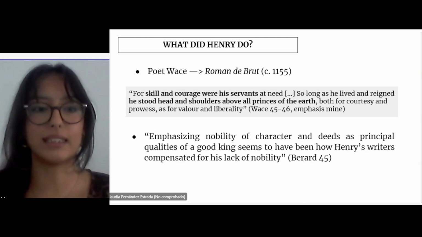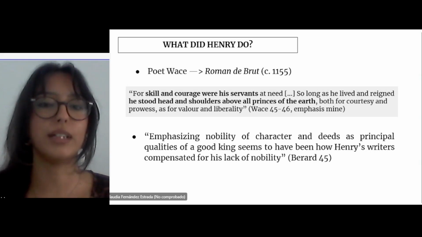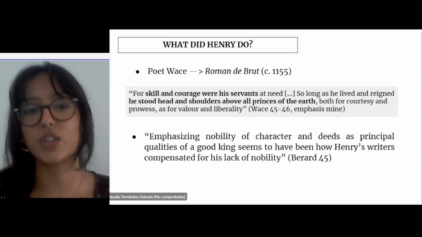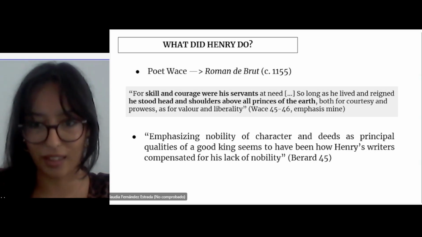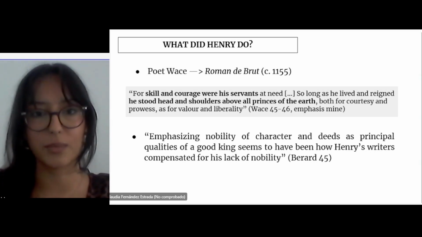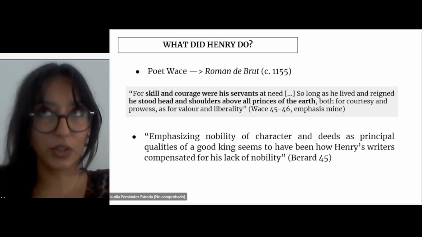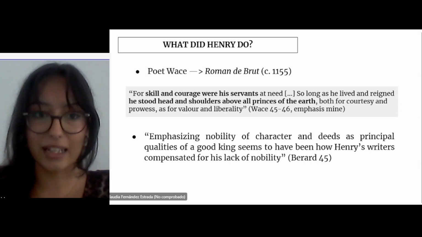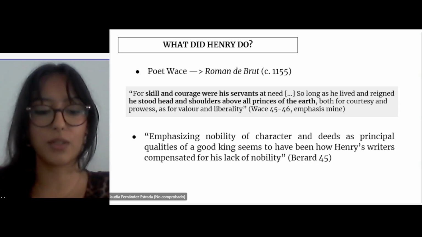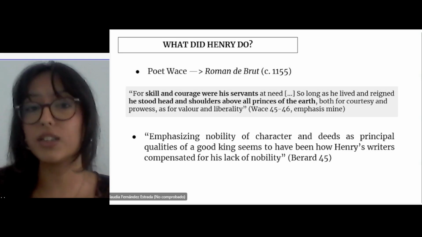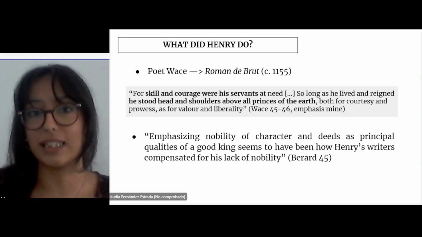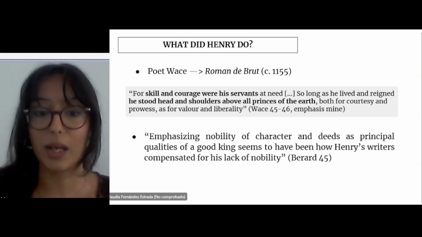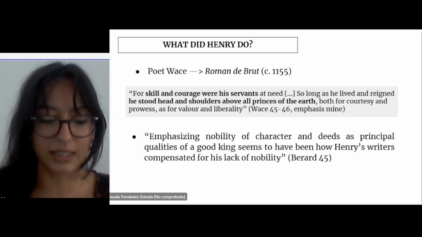Now, in Wace, Arthur is, of course, also a great warrior and a great conqueror, okay? Wace tells us that skill and courage were his servants at need, and that he stood head and shoulders above all princes of the earth, both for courtesy and prowess. Now, given the context, it can be inferred that Wace gives us this version of Arthur not only because he is translating Monmouth, but also because this was of interest for Henry II.